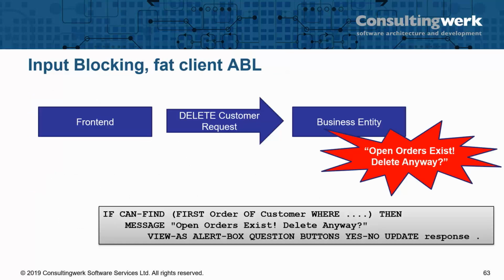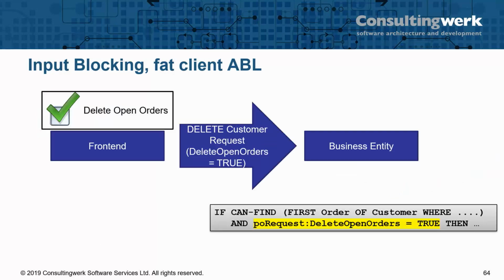An example. The front end issues a delete request for the customer, and I think in the Sports2000 demo application, in the delete trigger there's an if can-find open order, then, well, open order exists, delete anyway, yes, no. So you may find this in your existing code. What do we do with that?